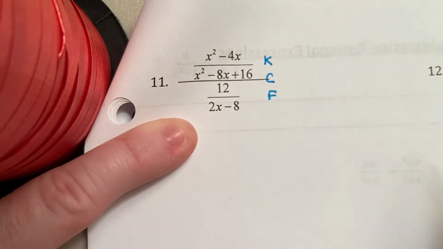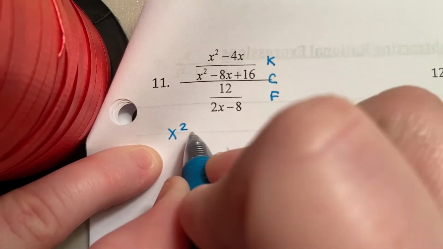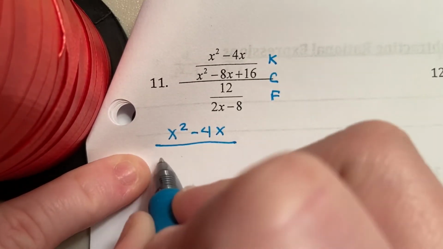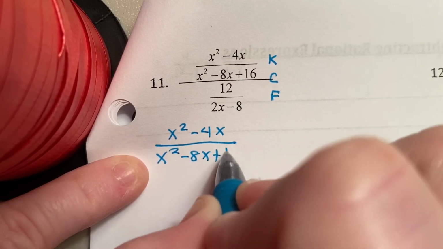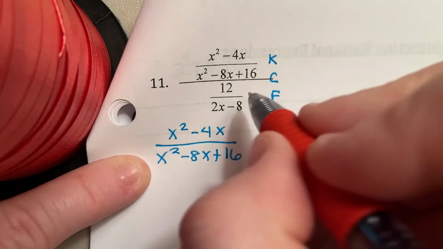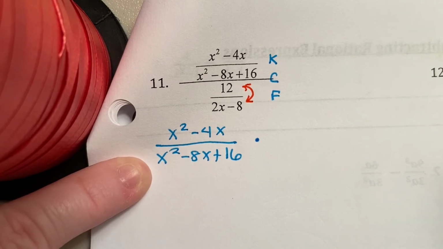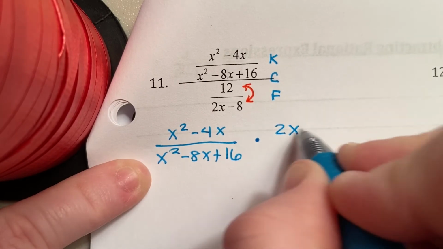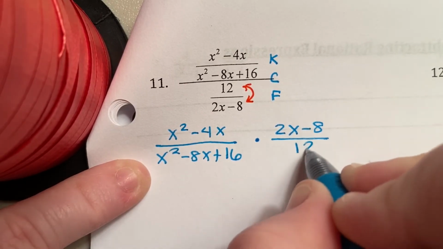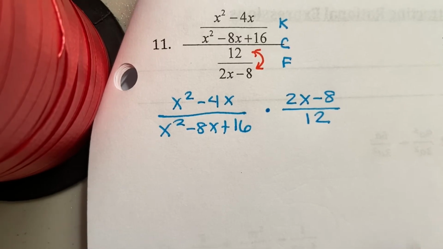So we're going to keep, change, flip, all right? And so when I keep this first part, that's x squared minus 4x over x squared minus 8x plus 16. I'm changing it to multiplication, and I'm flipping this denominator because I'm multiplying by the reciprocal. All right, so when I do that, I end up with 2x minus 8 over 12. All right, so now that we have it in a different format, it's a little bit easier to work with. So now we're ready to factor and then start simplifying.